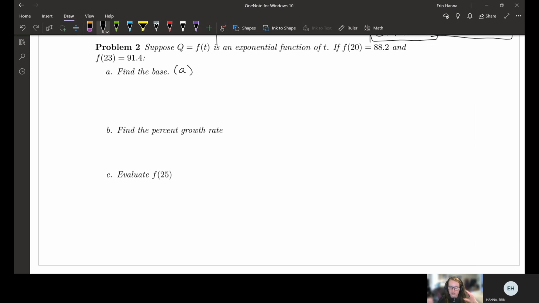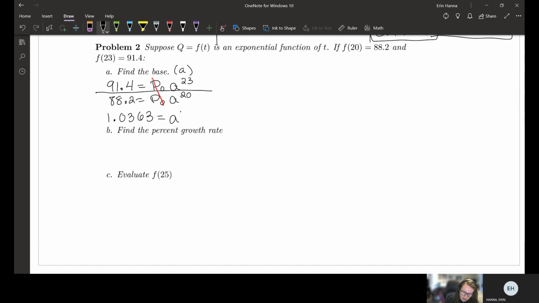So this is when we essentially need to write those two equations and divide them. So I have the larger t value is 23, so I'm going to write that one out first. So I have 91.4 equals P naught times A to the, and we don't know what P naught is here, don't know what A is. T was 23. And in the other piece, we had 88.2 equals P naught A to the 20th. We're going to divide those two equations. Again, the point of that is that this P naught's going to cancel out.